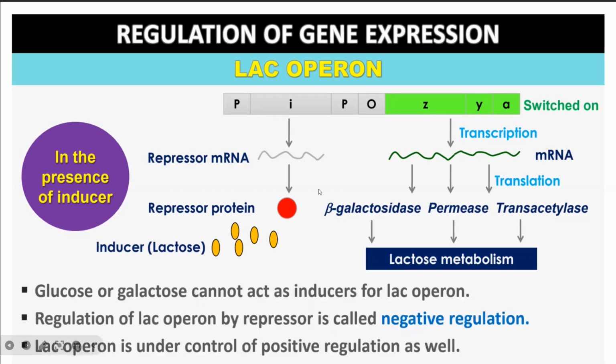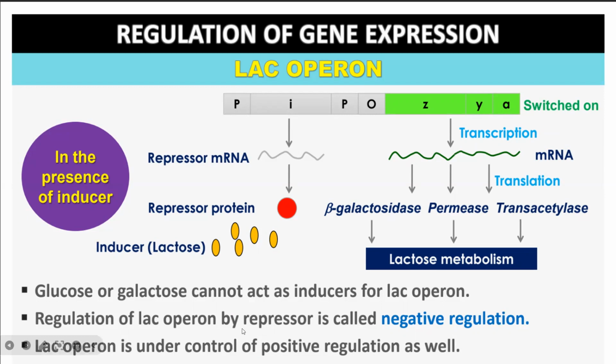Glucose and galactose cannot act as inducers. This lac operon will work only if there is presence of lactose. If you give glucose and galactose, this lac operon will not work. If there is already glucose, there is no need for lactose at all, because what is required is a source of energy for the E. coli. This is present in E. coli bacteria. So if a source of glucose is there, there is no need for lactose. Lactose will be used only if glucose is not there, and at that time this lac operon will work.